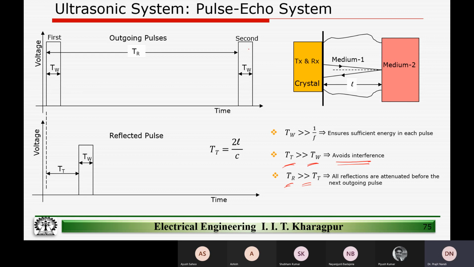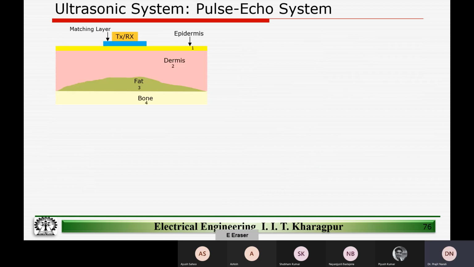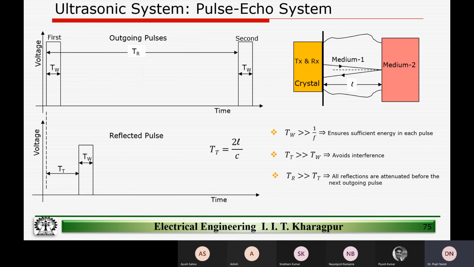This is the second pulse that we are going to give. We are not going to give only one pulse; we are going to repeat this. So the second pulse must be generated after giving sufficient time of having received the reflected pulse. These are the conditions we need to ensure. Any questions on this?